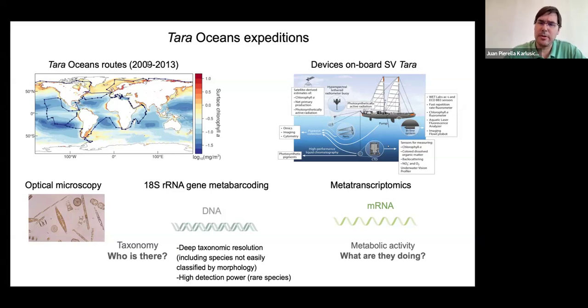Different types of devices were on board, but here I will focus on the three types of datasets generated. Seawater was processed by a serial filtration system, and in parallel, part of the sample was used for the detection by optical microscopy of different types of phytoplankton, while the same samples were also used for molecular analysis.